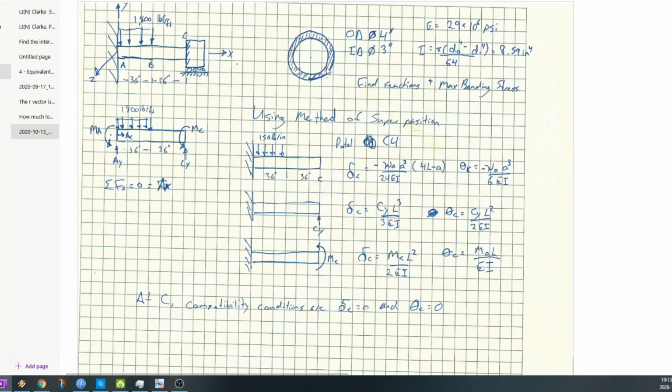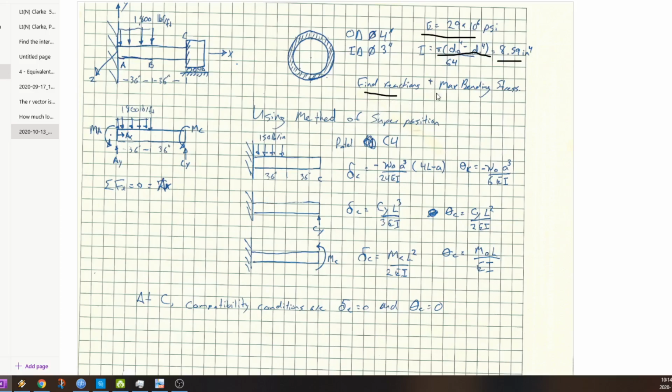Okay, so next example we've got here. I got this tube here. Outer diameter is 4 inches. Inner diameter is 3 inches. It's made out of steel, so 29 times 10 to the 6 psi is its Young's modulus. Our I, again, just based upon the I of the outer diameter minus the I of the inner diameter, brings us to 8.59 inches to the fourth.